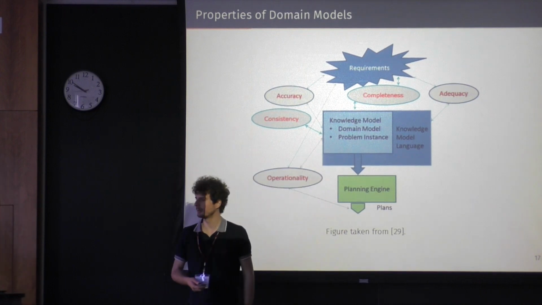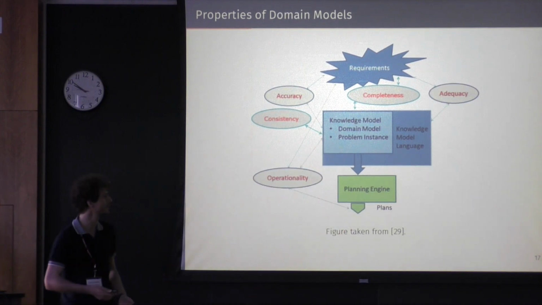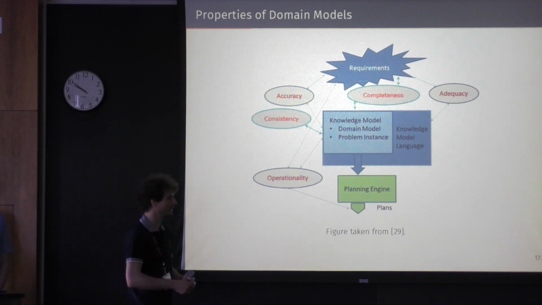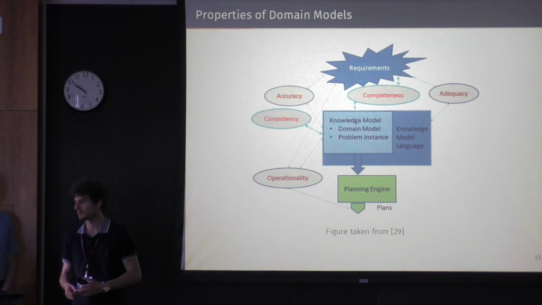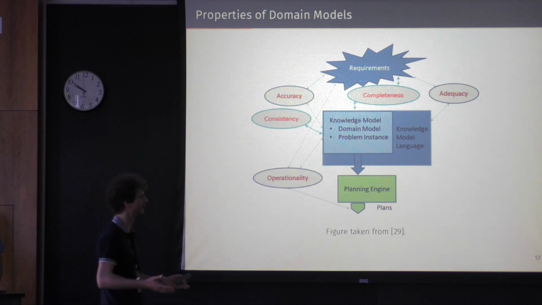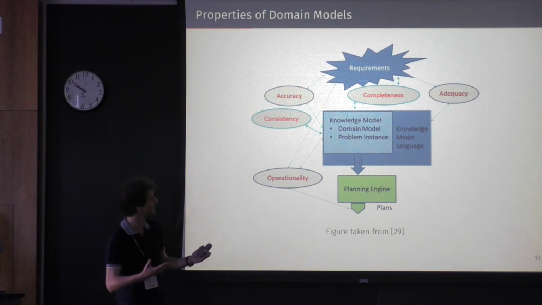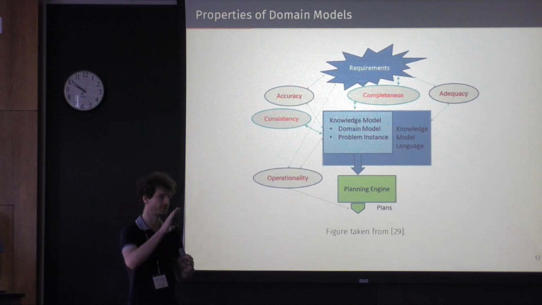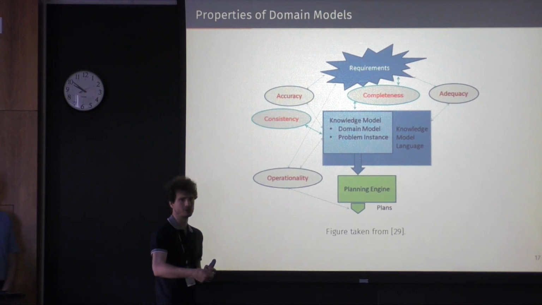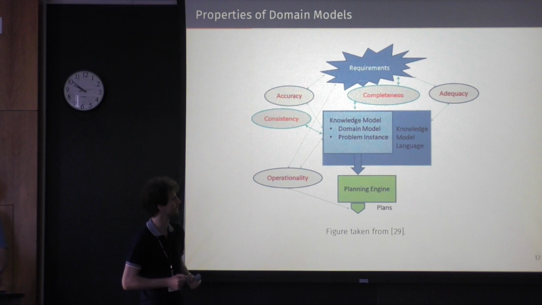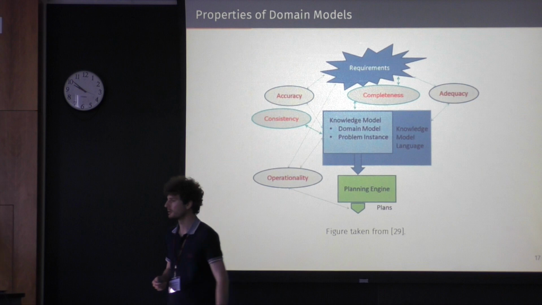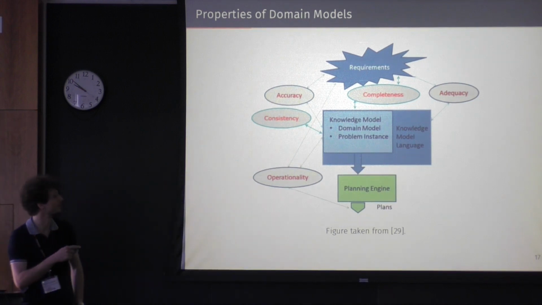In fact, we didn't mention yet the problem instance, because you can think about it as part of the model. Our distinction between domain model and problem model into two different files is mainly due to the use of PDDL. Otherwise, you can think about the domain model as the invariant part of a problem, and then the problem is the side of the model that can be changed according to the actual instance that you have to solve. And this part also includes, clearly, the knowledge model language that you have to consider for the knowledge model.